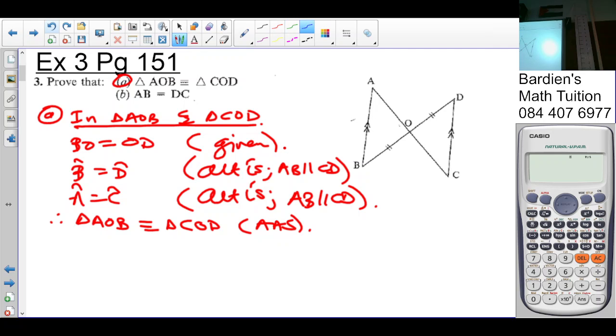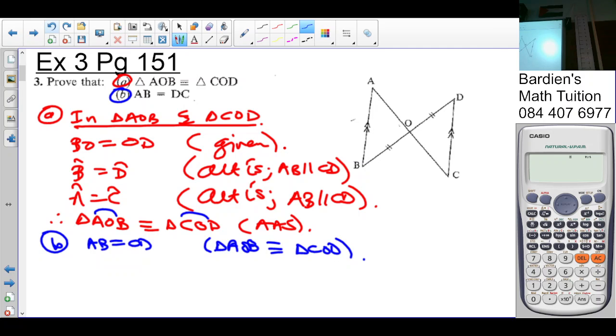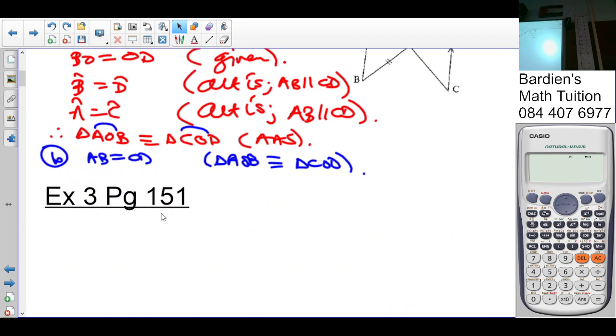People, let's look at B. So, AB is equal to DC. Why? Because triangle AOB is congruent with triangle COD. And that's one of the reasons. Why are they equal? Because the two triangles are congruent. Okay. Congruency, say yes. Let's go to the next one.